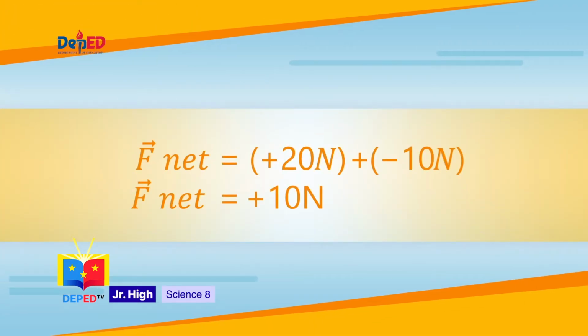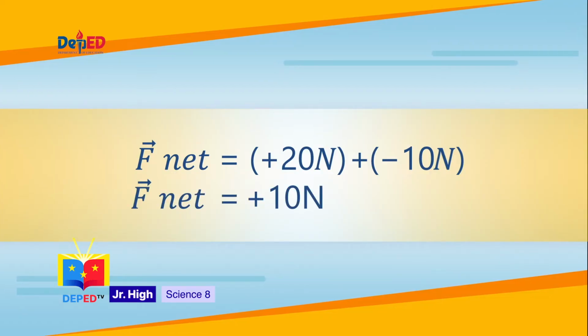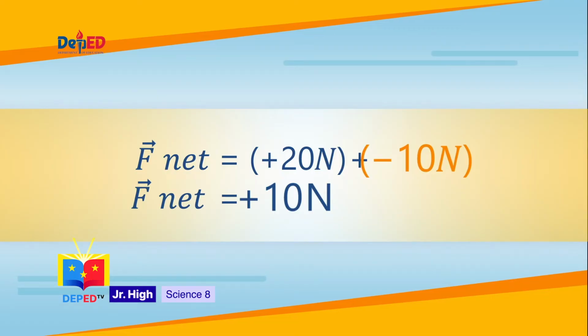Right! By finding the net force, we have to add the forces. That would be net force is equal to positive 20 newtons plus negative 10 newtons. We get positive 10 newtons. Just in case you forgot, always remember that we give positive sign for forces directed to the right, and we give negative sign for those directed to the left. The negative sign does not mean that the force is less than 0. It only indicates the direction of the force.